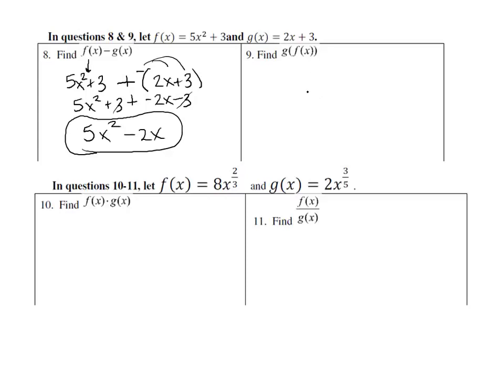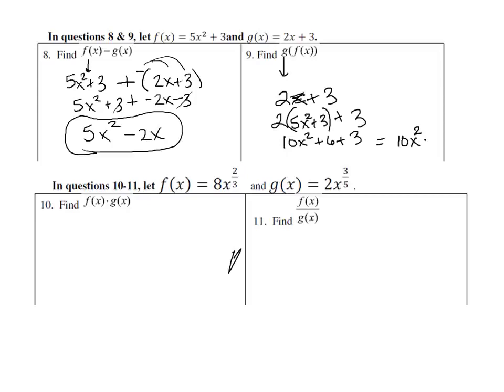This is one of those compositions. It's one thing inside of the other. So let's start by bringing this g down. So the g is 2x plus 3. And we're going to lightly cross that off and put a parenthesis in its spot. And we're going to put the f problem inside that parenthesis. And now it's just a normal problem, so we're going to distribute. And then that will give us 10x squared plus 9.